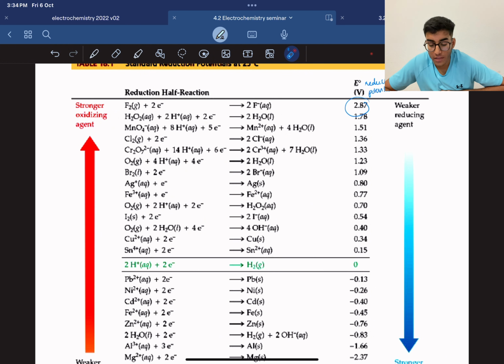That's the whole thing. If you see that there's a high positive value, we know that okay fine, this material gets reduced. That means it adds electrons onto itself. So basically it's going to be a good oxidizing agent.